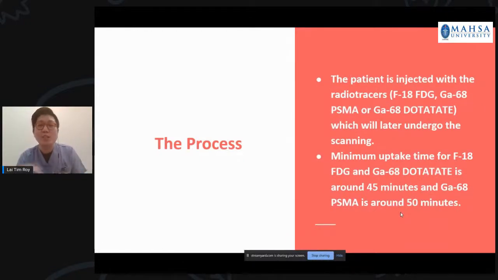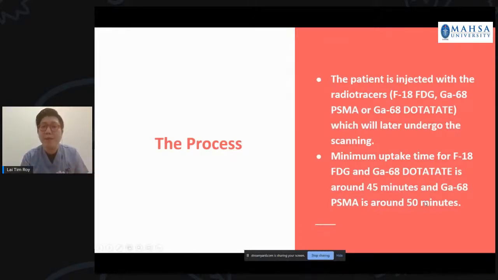The patient is injected with the radio tracer, like F18 FDG, gallium-68 PSMA, or gallium-68 DOTATATE, which will later undergo the scanning. As what I have shared just now, F18 FDG is for general cancer, gallium-68 PSMA is for prostate cancer, and gallium-68 DOTATATE is for neuroendocrine tumor.